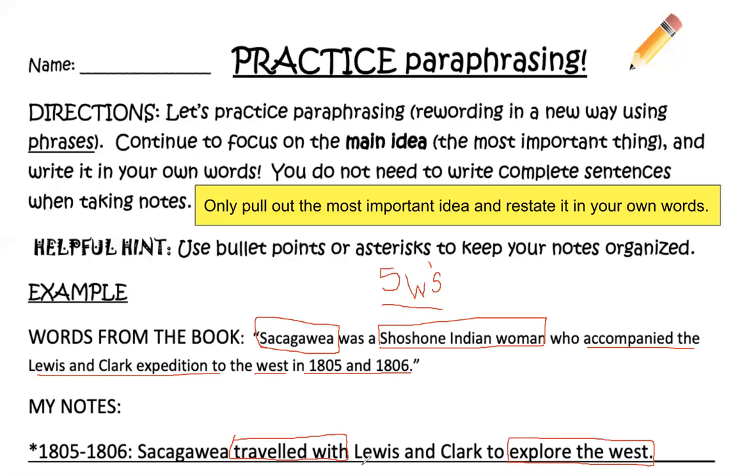She's with Lewis and Clark, 1805, 1806. And you'll notice that in these notes, it's not a complete sentence. It basically just took the main idea and threw it into a little bullet point. That way, when we go back to write, we have the information, but we don't have everything.